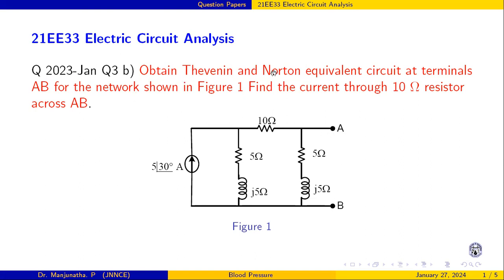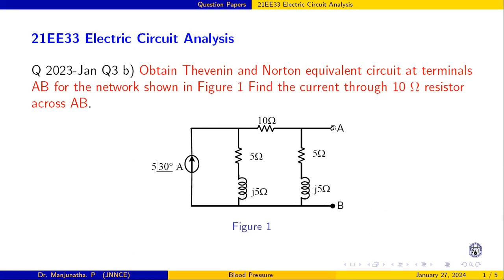Obtain the Thevenin and Norton equivalent circuit at the terminals AB, and find the current through a 10 ohm resistor. If I connect this 10 ohm across these terminals, find out the current also. The circuit has one current source with a magnitude of 5 at a 30-degree angle going upside. In the complex network, its impedance is 5 plus j5 ohm, and there is a 10 ohm resistor. And again, this is also 5 plus j5.